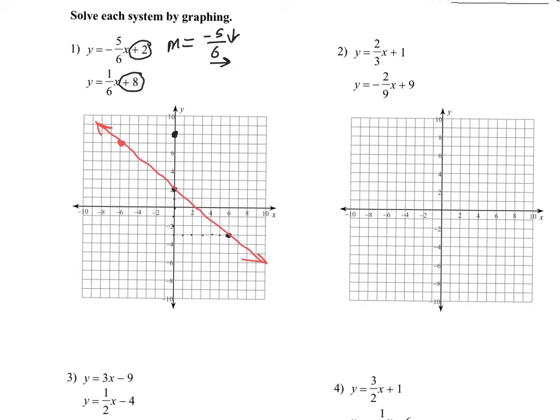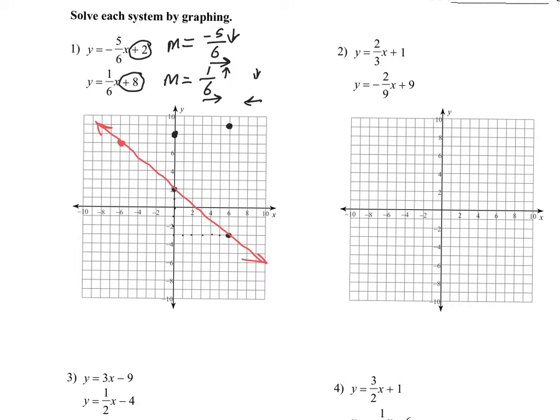Now, from my other y-intercept, and I'll do this one in black, it says to go from the 8, up 1 and to the right 6. So my slope is +1 over +6. That means up 1, right 6. The alternative to that would be down and to the left, which I can do. So I'm going to go up 1, right 6. That puts me over here.